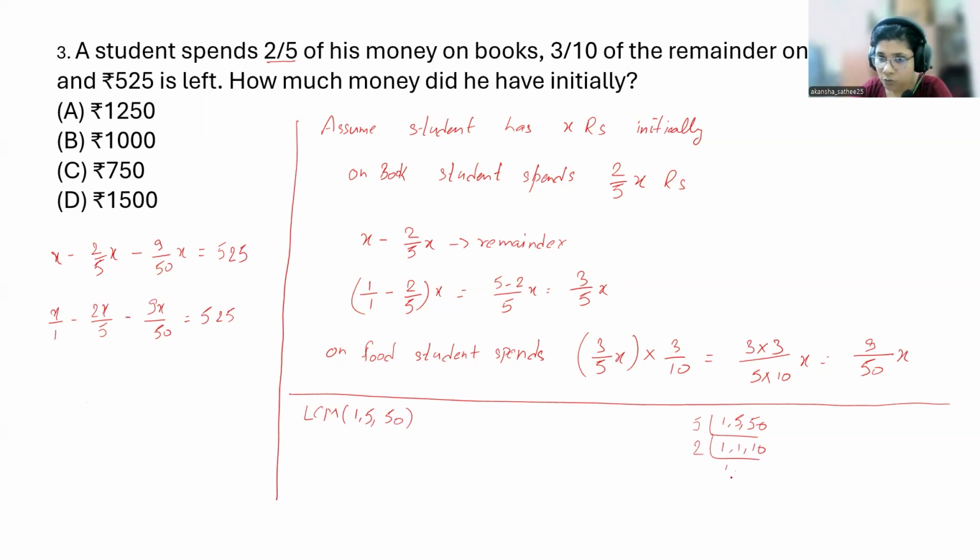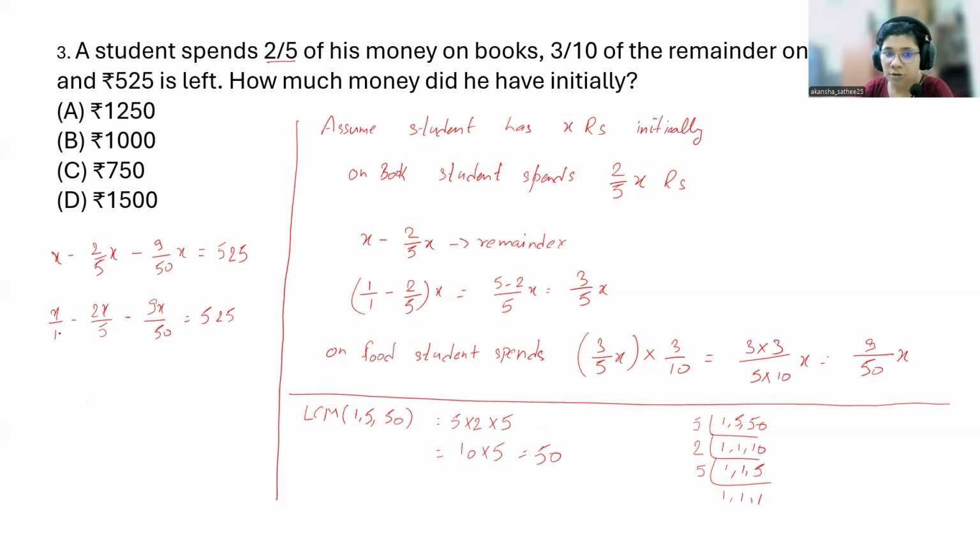Again, you can take 2: 1, 1 and 5. Again, you can take 5: 1, 1, 1. You are done. So, LCM is 5 into 2 into 5, and that is equal to 10 into 5, and that is equal to 50. Right? 50 is the LCM. So, the common denominator is 50. You can see that here it is already 50.